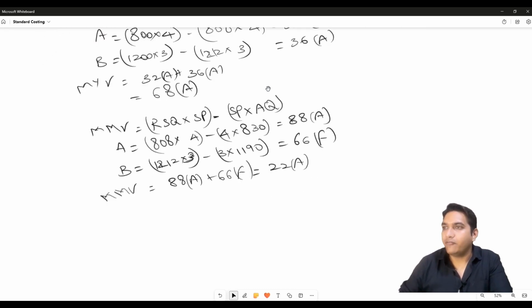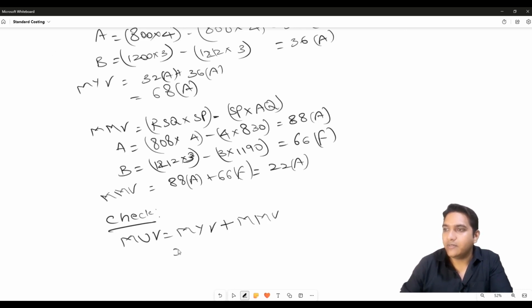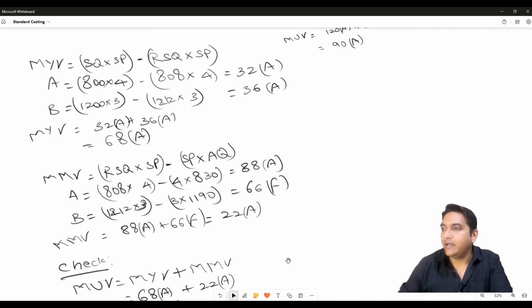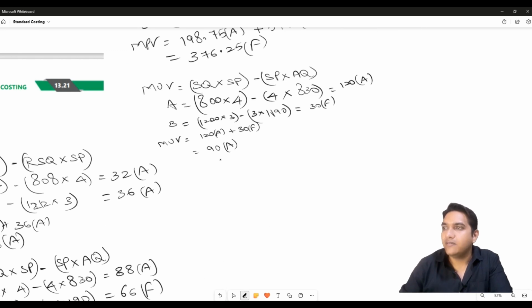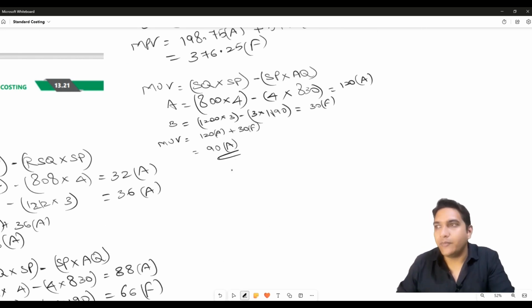Now here we can perform a check. What check? The check is that material usage variance is equal to material yield variance plus material mix variance. How much is my material yield variance? 68 adverse plus 22 adverse, which is equal to 90 adverse. And how much is my material usage variance? See, it is 90 adverse. So we have computed correctly.